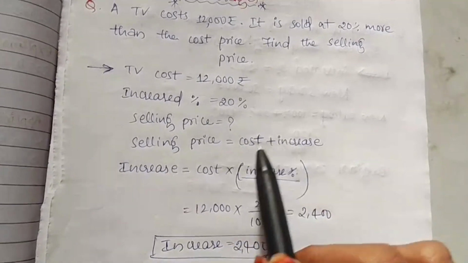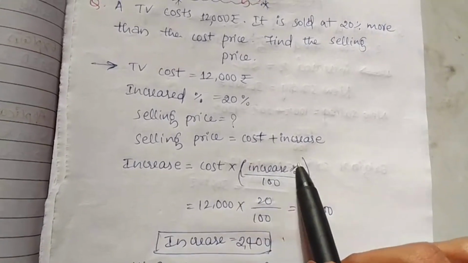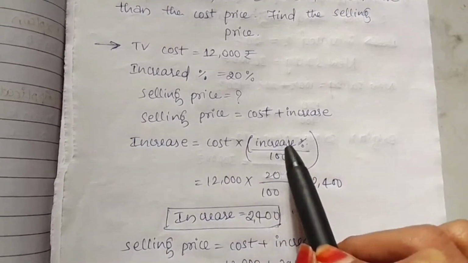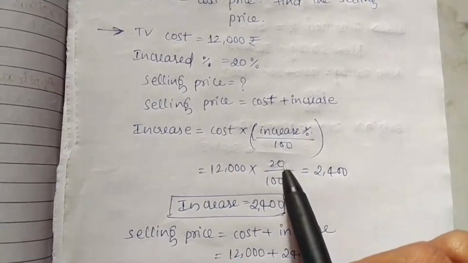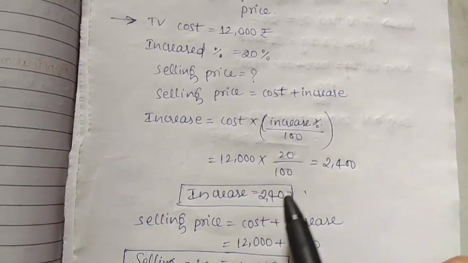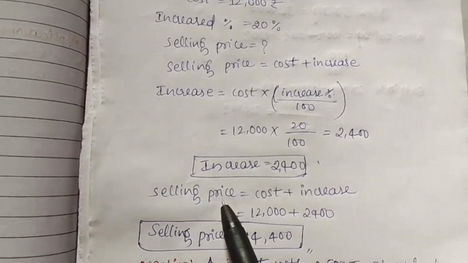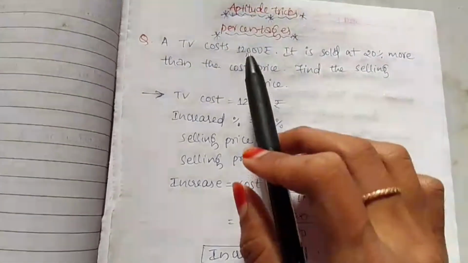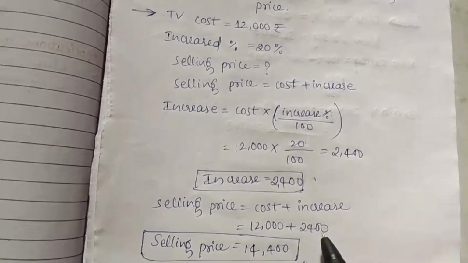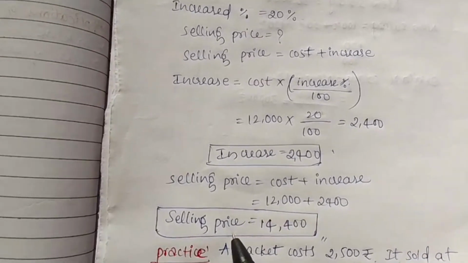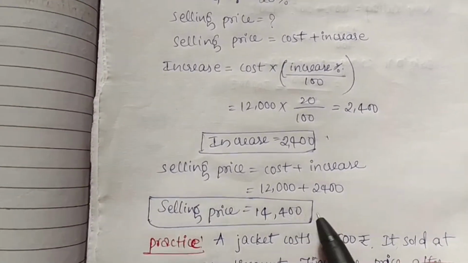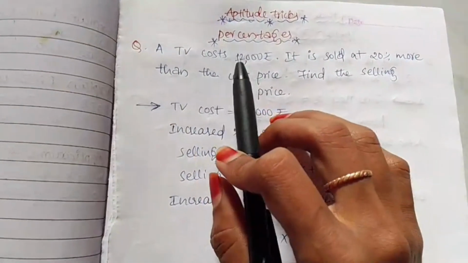Let us solve that. To find the increase amount, cost times increase percentage divided by 100. Here the TV cost is 12,000 times increased percentage 20 divided by 100, and we will get 2,400. This is the increased cost. Selling price is equal to cost plus increase. Here the cost is 12,000 and the increased amount is 2,400. When we add these two, we will get the selling price along with that increased percentage, that is 14,400. This is the selling price of the TV.